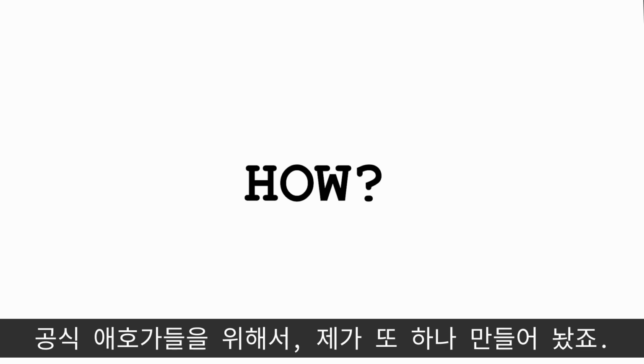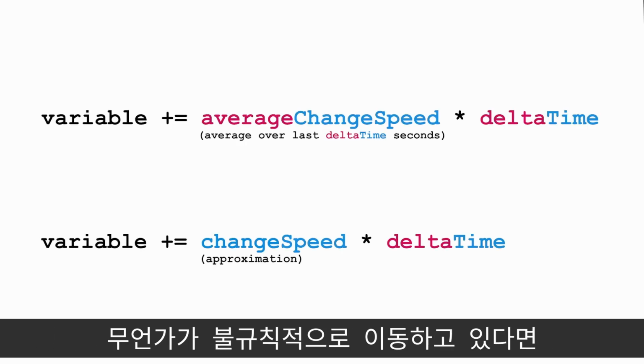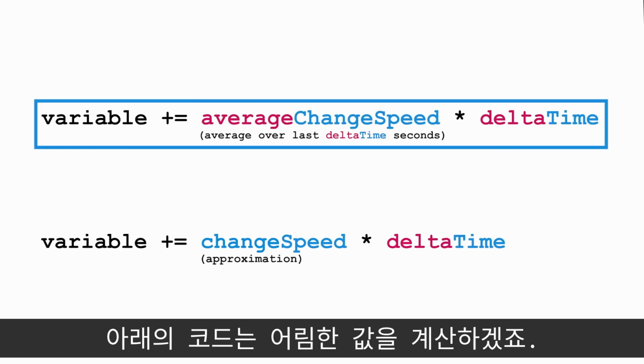How can you do better? Well, I even made a slide for all of those rule lovers out there. Whenever a variable changes over time, then this is the mathematically perfect solution and this is the approximation.